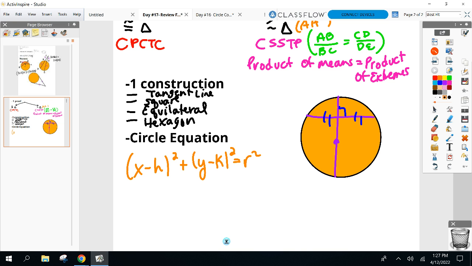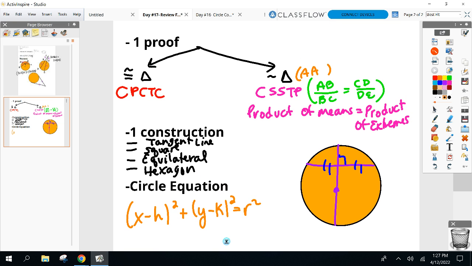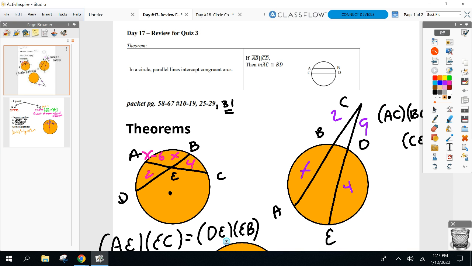And I went over a bunch of theorems that may come into play in the proof you have to do tomorrow. The other one I didn't put on there because it's already written down at the top of your page. If 2 chords are parallel, parallel chords imply congruent arcs. Okay, remember that. Parallel chords imply congruent arcs.